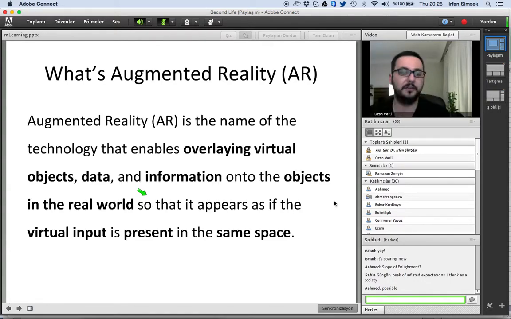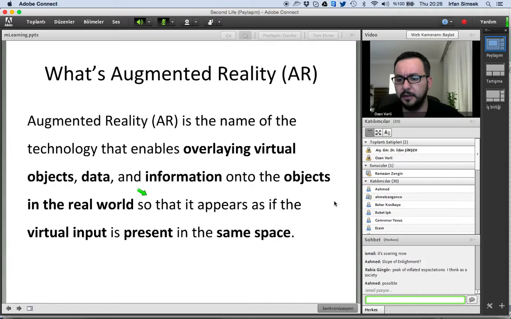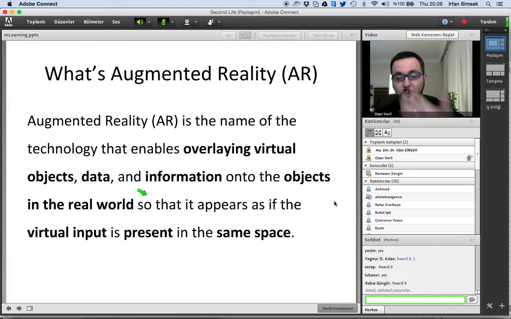Have you ever heard of augmented reality before, or is it your first time hearing this? You've heard it. Okay, you've seen it. Good, great. It's good for me to know who my audience is, right? So I'm not going to repeat things again and again.